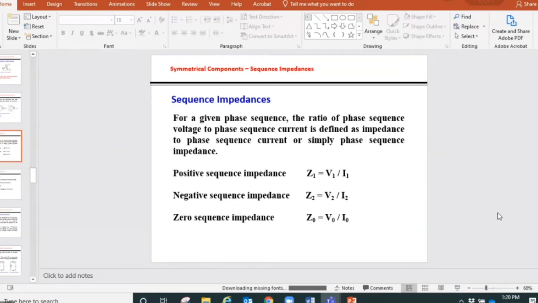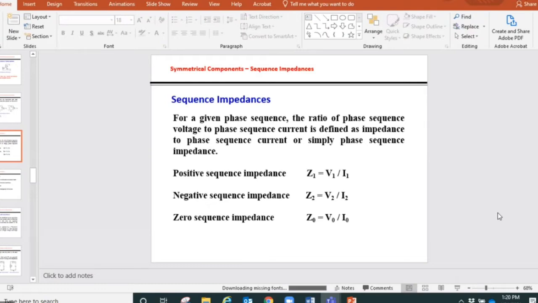Like when you talk about the transformer, primary winding, secondary winding, they are mutually coupled through the electromagnetic induction process via the core of the transformer. In this case, each is independent, mutually decoupled. So we will use positive sequence impedance, negative sequence impedance, and zero sequence impedance for our asymmetrical fault analysis.